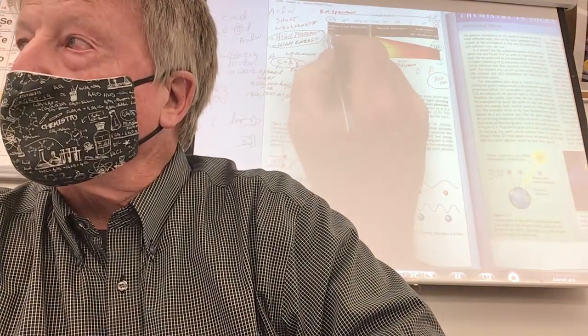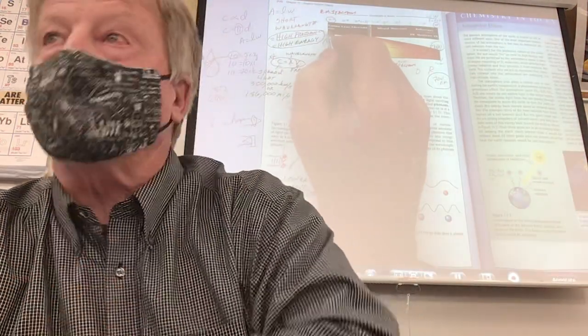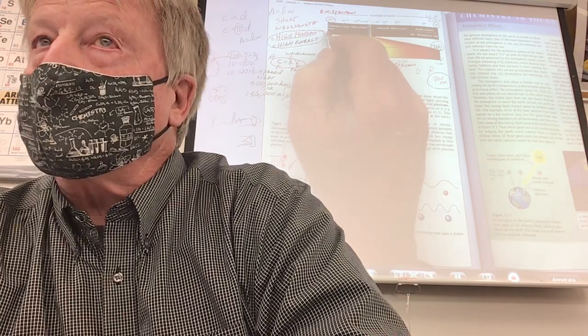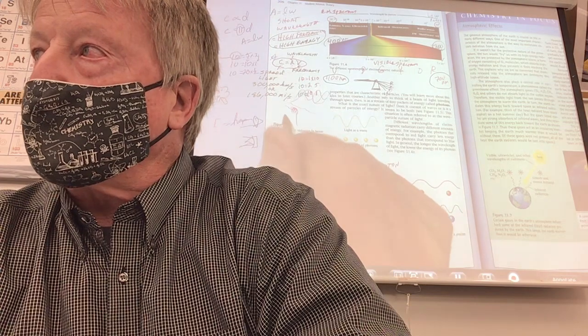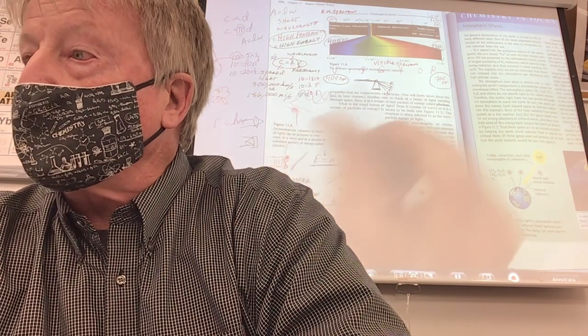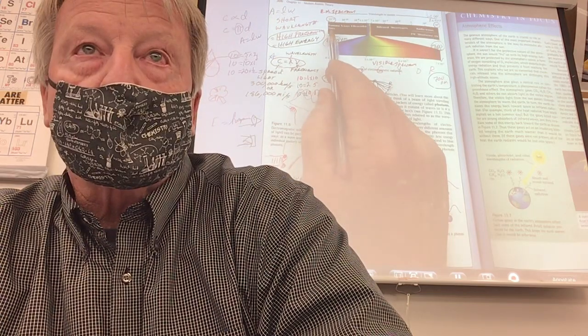What's this one? How about gamma rays? Small wavelengths, but what? How often does a wave come by? Really frequent, high frequency, right? Now, why do I tell you that? Because the amount of energy in that wave has to do with its frequency. You have low frequency, you got low energy. You got high frequency, high energy.